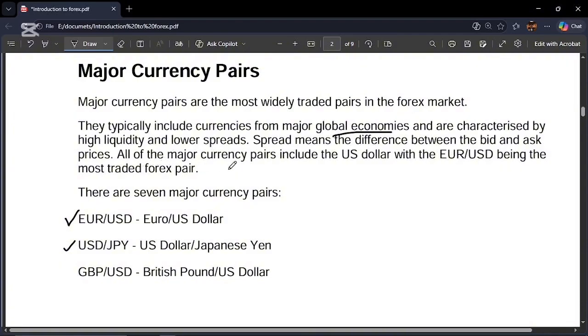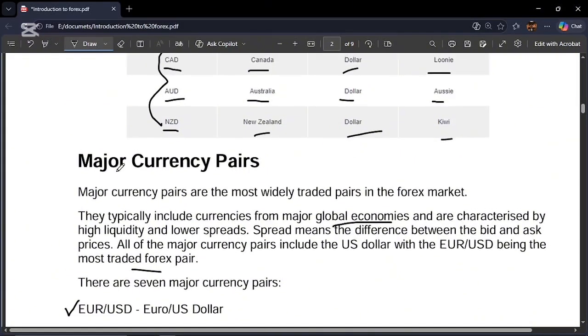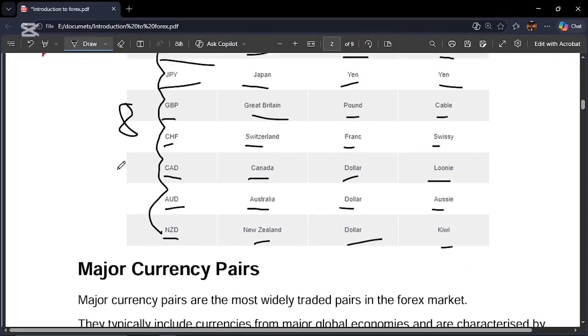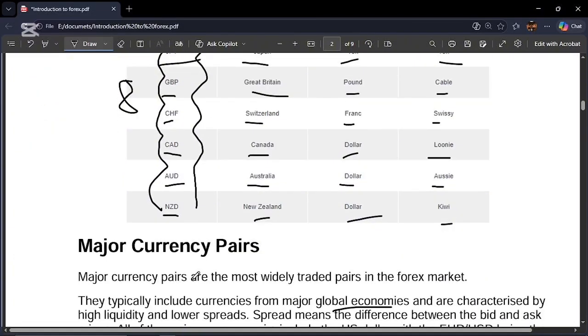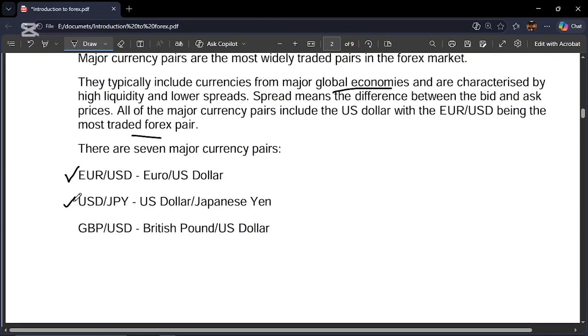All the major currency pairs include the US dollar. You get that, with the Euro USD being the most traded pair. We should also know that major currency pairs are formed when we fix one currency and keep pairing it with other currencies. So these are the pairs we've been talking about.